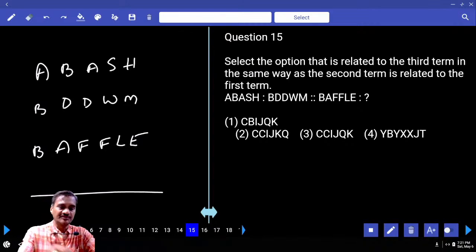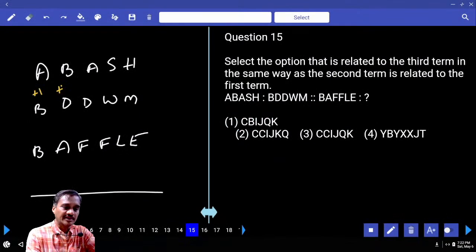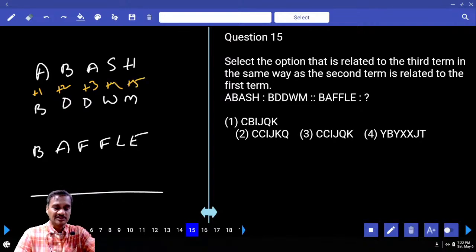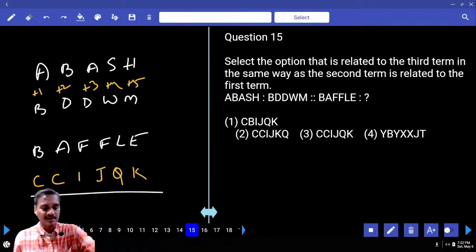A and B. What is the difference we have between A and B? A it is 3, next it is 4, here it is 5. And similarly here again, B plus 1 is C, A plus 2 is C, and plus 3 is what? I, plus 4 is J, and plus 5 is Q, and 1, 2, 3, 4, 5, 6, and E plus 5. CCIJ, IJQK, choice 3 is 15.